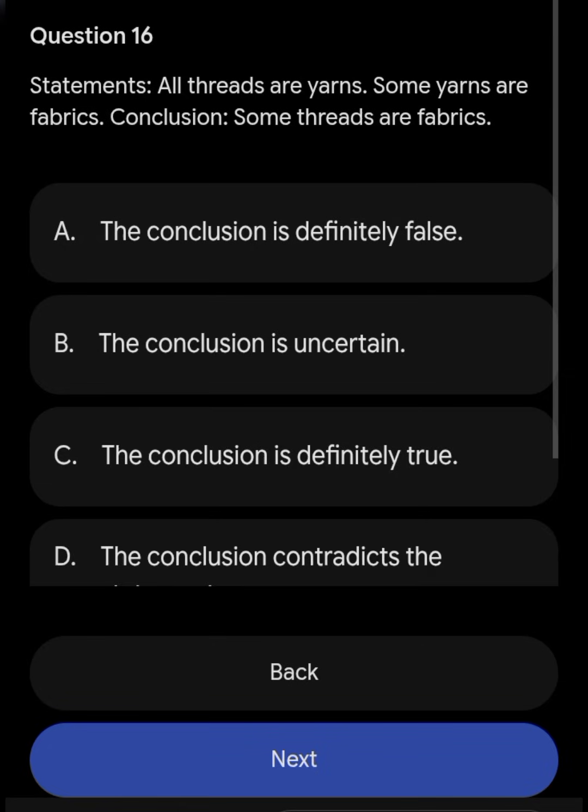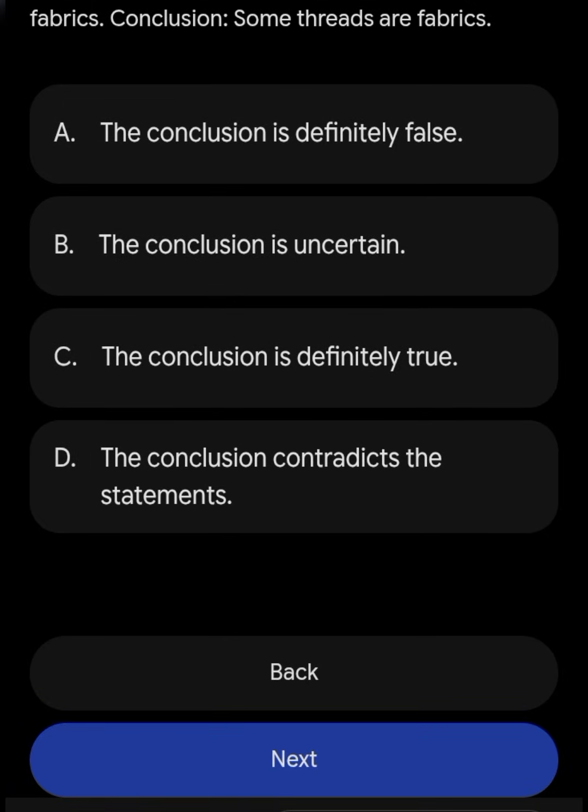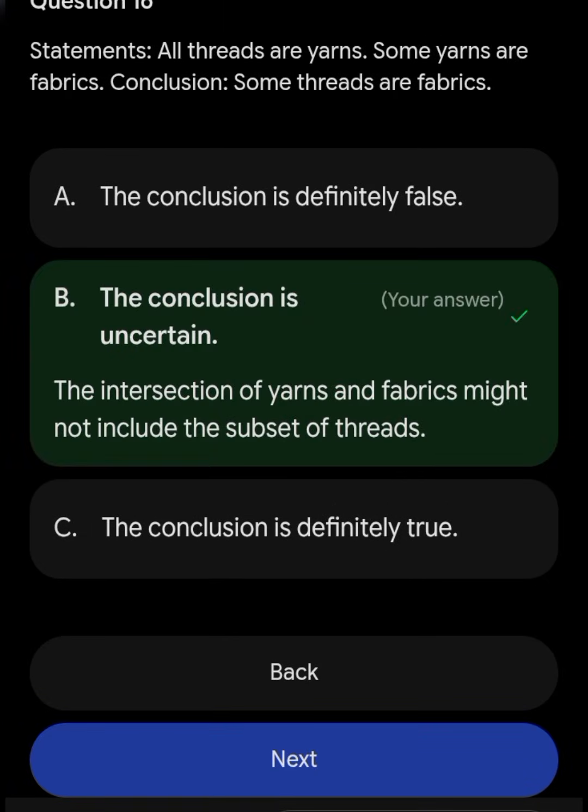Some yarns are fabric. The conclusion will be like this: some threads are fabric. The options are: the conclusion is definitely false, the conclusion is uncertain, the conclusion is definitely true, and the conclusion is contrary to the statement. After drawing the Venn diagram, we can tell it easily.